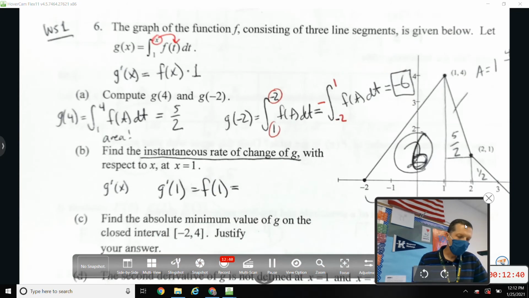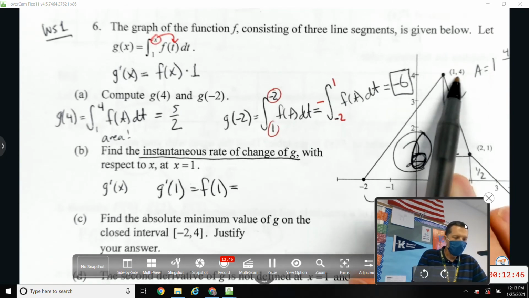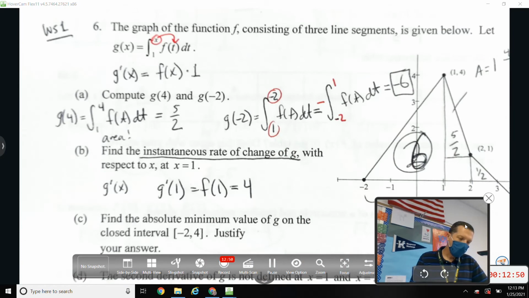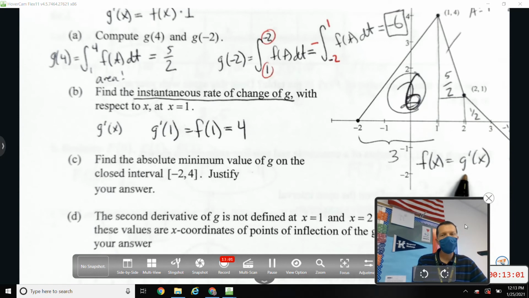So I'm just going to go to the graph, and what's f of 1? 4. It's just the graph at 1 is equal to 4. I'm going to go ahead and label my graph while I'm thinking about it. It's the graph of f of x, but that's also the graph of g prime. So not necessary to do that, but maybe helpful.